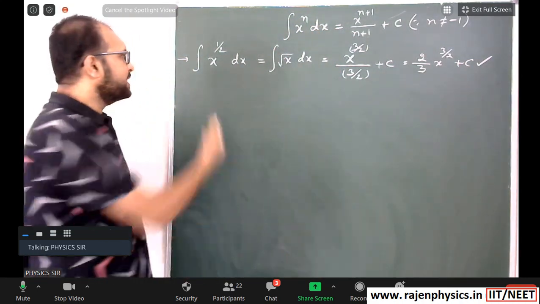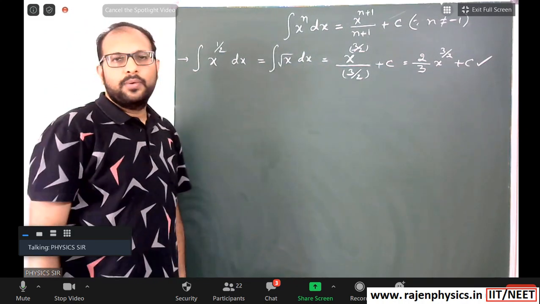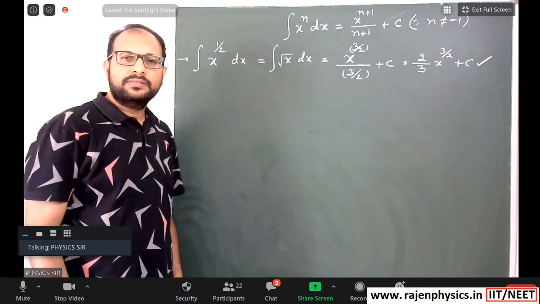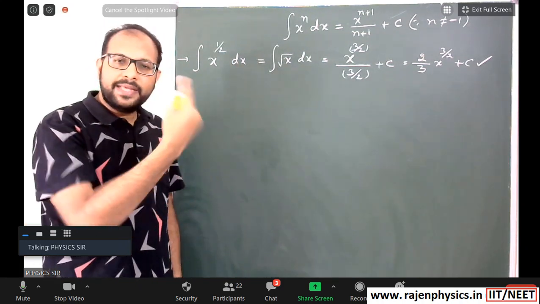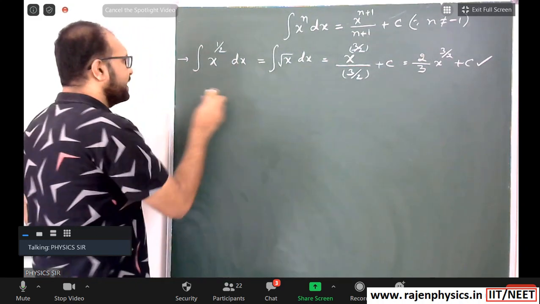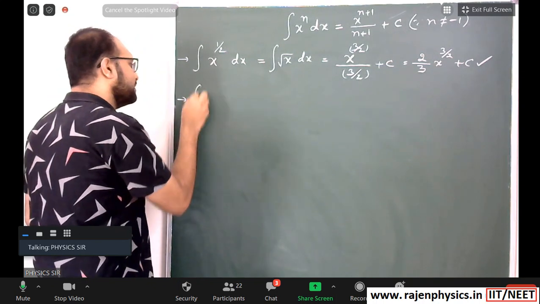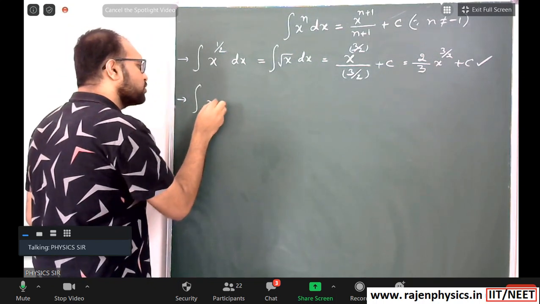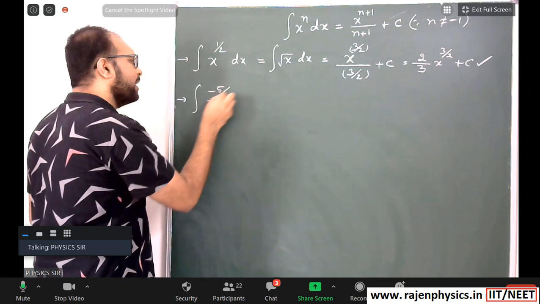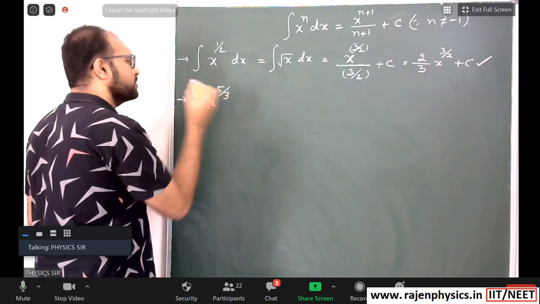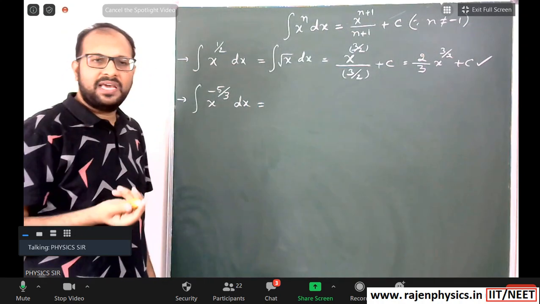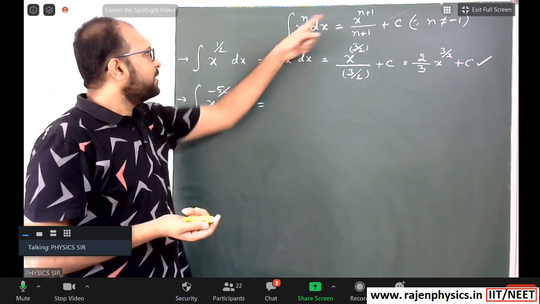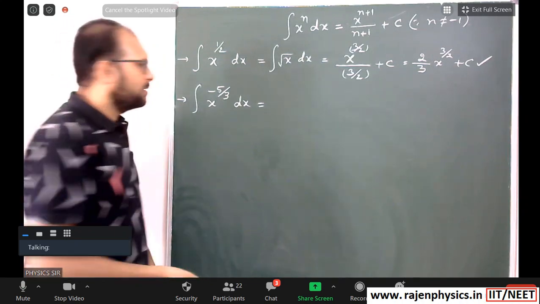That is the answer for this integration, 1 by 2 plus 1 divided by, yes, again 1 by 2 plus 1. Right, next one more example on that. Suppose x to the power of minus 5 by 3, with respect to x. Say this is the n value, n plus 1 by n plus 1.